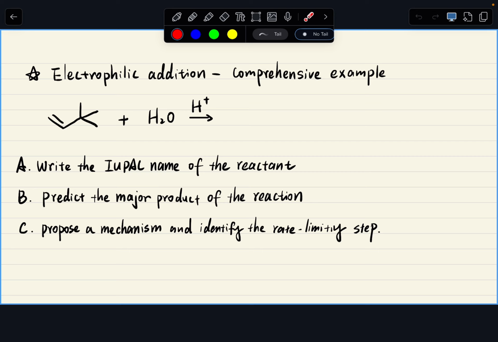And let's do one comprehensive problem together and see what my expectation is for you, like what a typical exam question would look like. This will be one of your typical comprehensive exam questions with multiple parts. So think about it. What knowledge are we using here? The question gives you the reactant, which is an alkene, and water. You have H+. So by looking at your reactant and reaction conditions, we can conclude that this is an acid catalyzed hydration reaction.